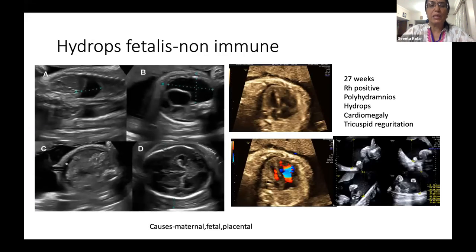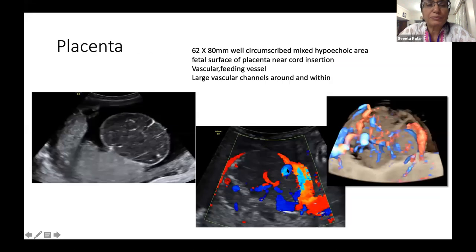Now, coming to hydrops fetalis, this is a condition where the etiology could be maternal, fetal, or placental. Often, despite all the investigations, we may or may not be able to come to a cause for this hydrops. So this is a 27-weeker, Rh positive, with polyhydramnios, hydrops. Why do we say hydrops? Because there is fluid in more than two cavities. There is pleural effusion, pericardial effusion, cardiomegaly, polyhydramnios, and tricuspid regurgitation.